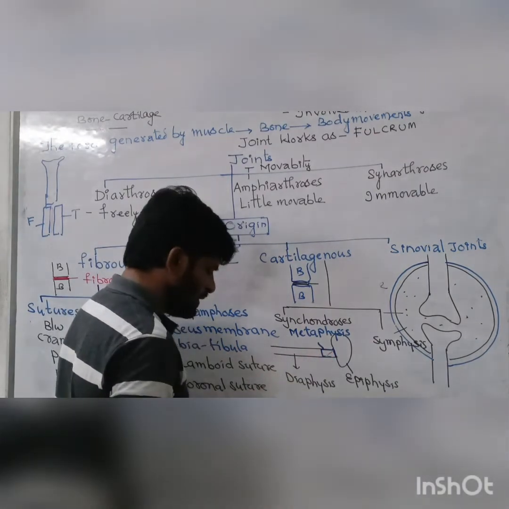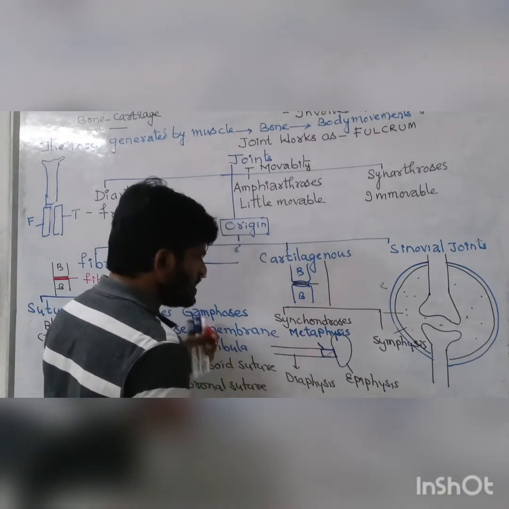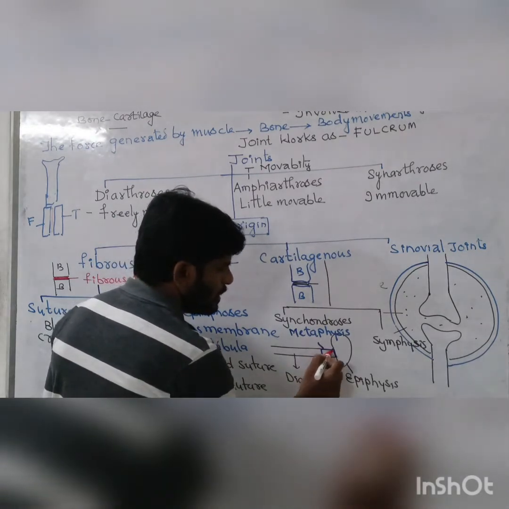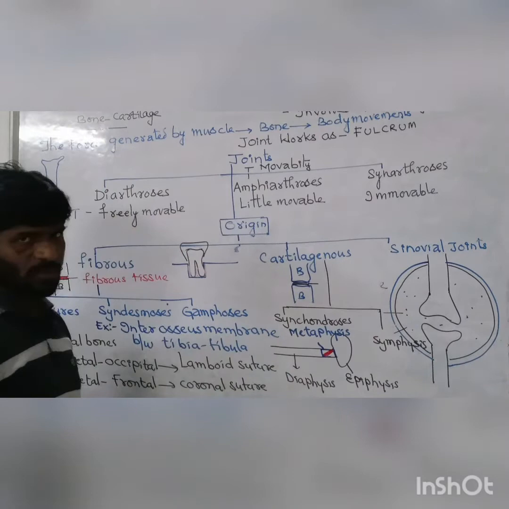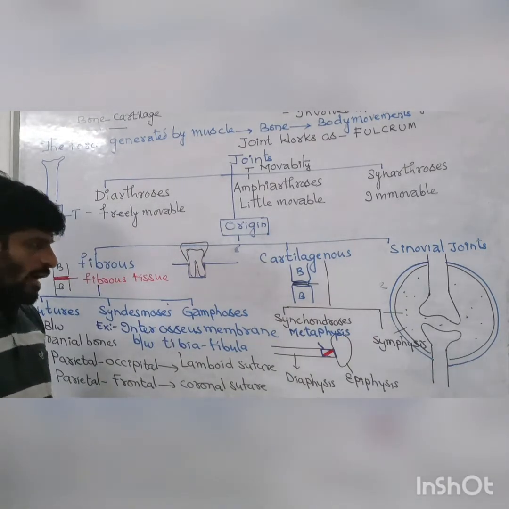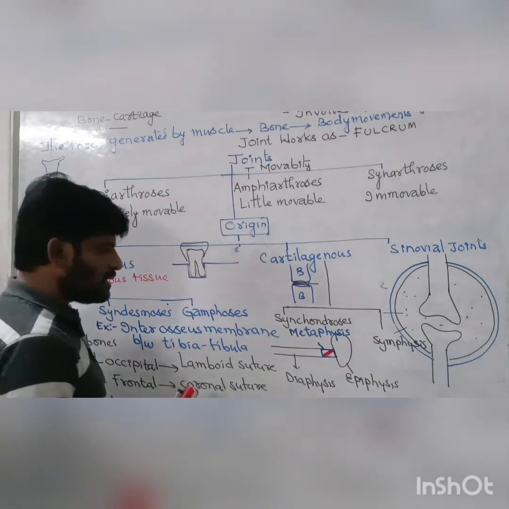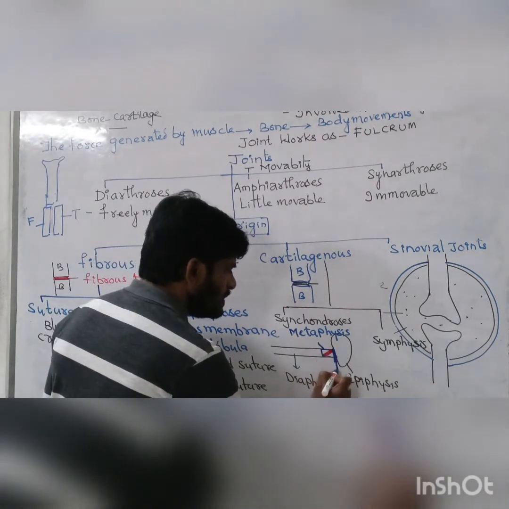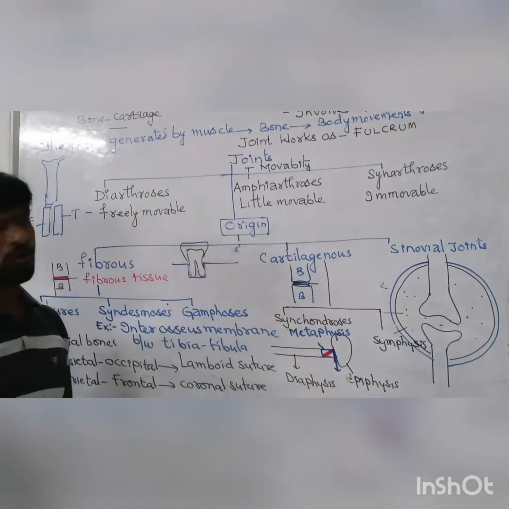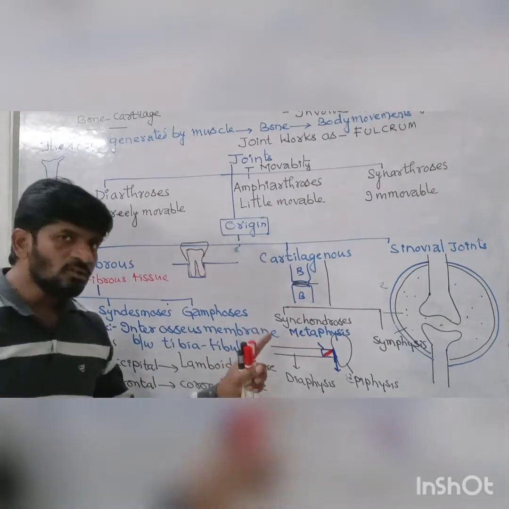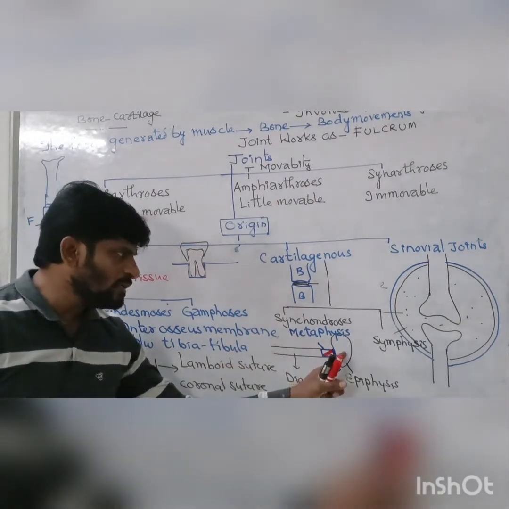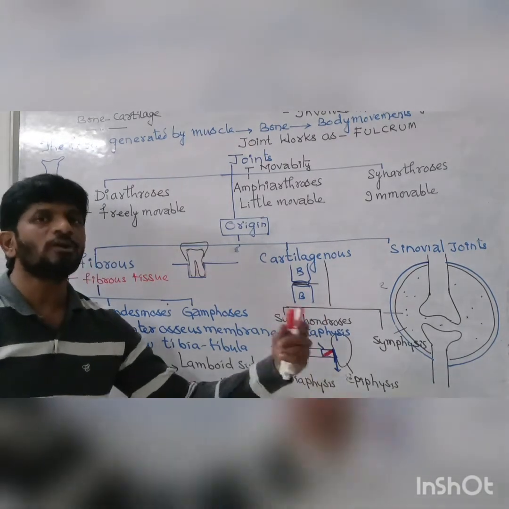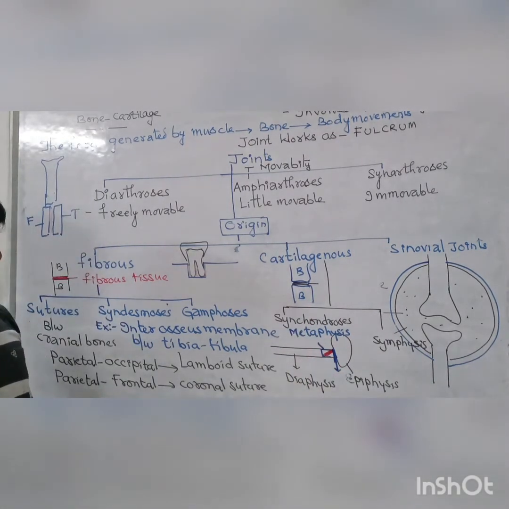This is the epiphyseal plate, where the growth of the bone occurs. The joint between the epiphysis and the epiphyseal plate, this area, is called a synchondrosis. I repeat again: synchondrosis is formed between the epiphysis and the epiphyseal plate. Between these two there is a cartilage, called a cartilaginous joint.